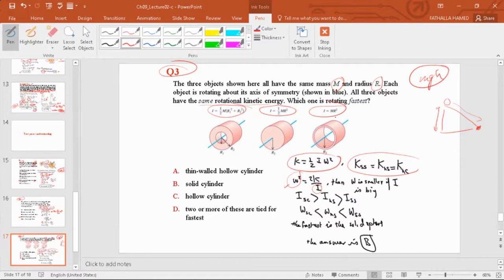If you look at these three situations here, you will find that the solid cylinder is the one with the smallest moment of inertia. And if it's the one with the smallest moment of inertia, that means it will be the fastest rotating cylinder. That's why the answer here is B. Is this clear? That's how we start reasoning here. We did a couple of examples just to show you.